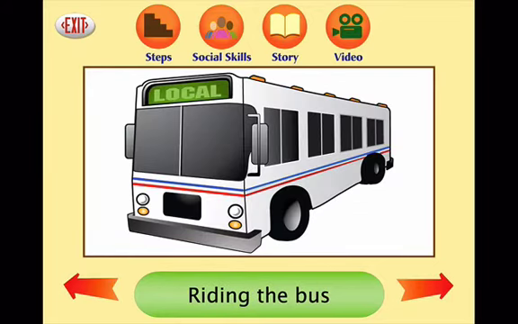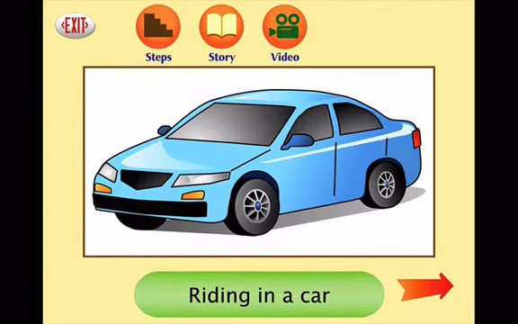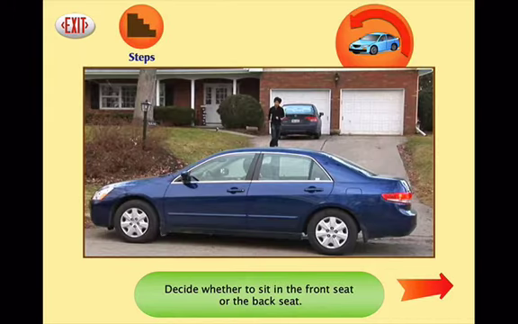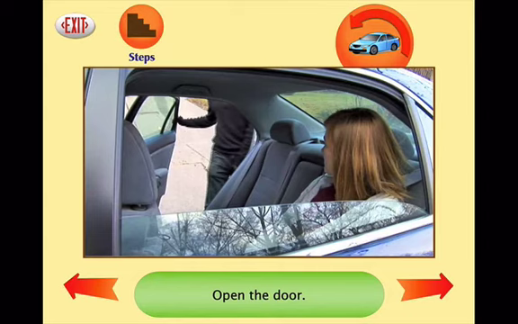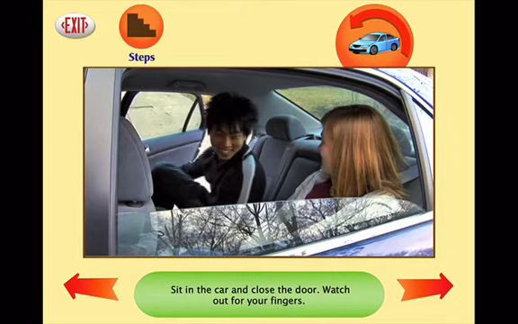We're going to go to riding in the car, and I'm going to start with steps. Decide whether to sit in the front seat or back seat. The app will then take you through a number of steps that are a part of the skill of riding in a car. Open the door. Sit in the car and close the door. Watch out for your fingers.